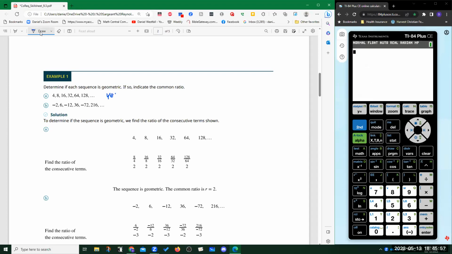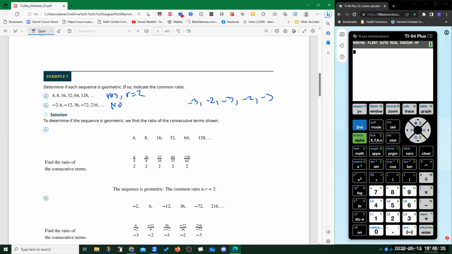Yes, r equals 2, right? So -2 times what gives me 6? That would be -3. But then it's going to be times -2 to give me 12. So this one is not geometric because this one has a ratio of -3 and then -2 and then -3 again and then -2 again and then -3 again. So not a common ratio.